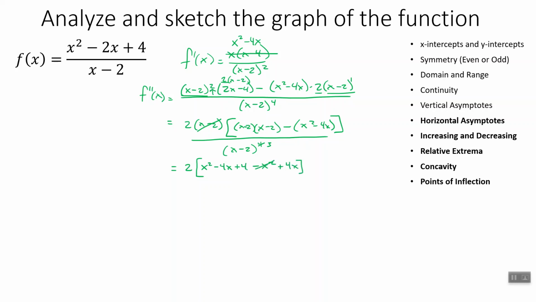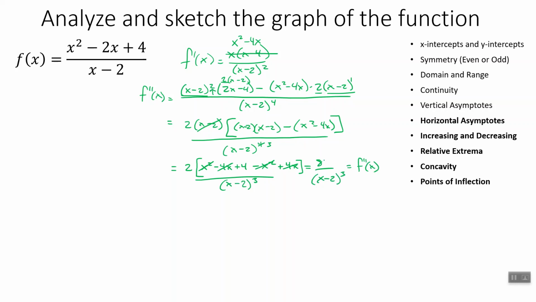So the x squareds are going to cancel. One of them's plus, one of them's minus. We've got a minus 4x and a plus 4x. So we're getting 2 times 4 is 8 on top. So we get 8 over, I probably don't want to be sloppy and leave that off, x minus 2 to the third as our second derivative.